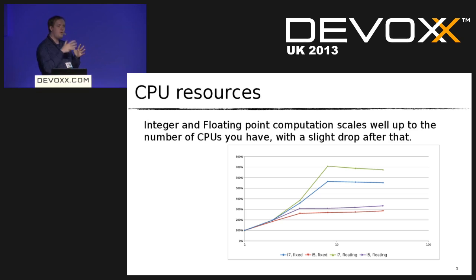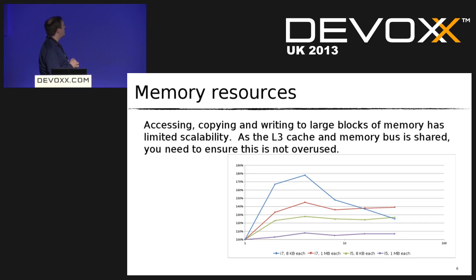As you add more threads beyond the number of CPUs you have available, you see a small degradation in performance. In many cases, for CPU-bound tasks, the optimal number of threads is the number of CPUs you have.